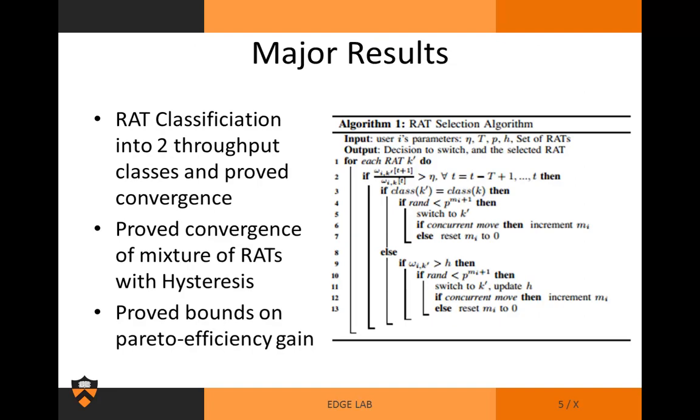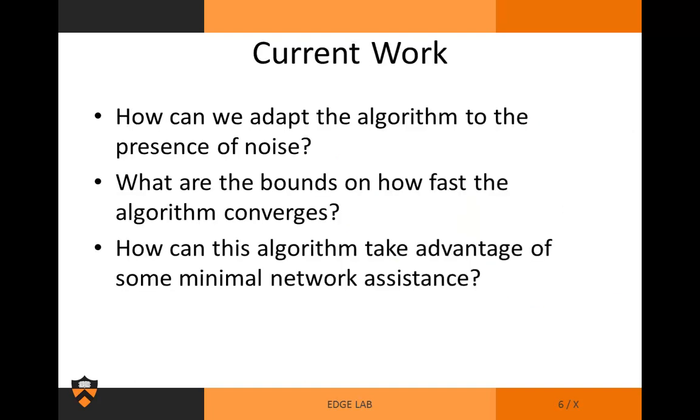The major results that we have obtained so far include, but are not limited to, the following. We have generalized RATs into two main classes of throughput formulas and proved convergence for each of these classes of RATs, as well as for a mixture of these RATs. We have also found bounds on the Pareto efficiency gain on the final states of the network after the algorithm finishes. For a more thorough discussion of our algorithm and results, please refer to our paper cited at the end of the presentation. Our current work on this project consists of obtaining answers to the following three questions.